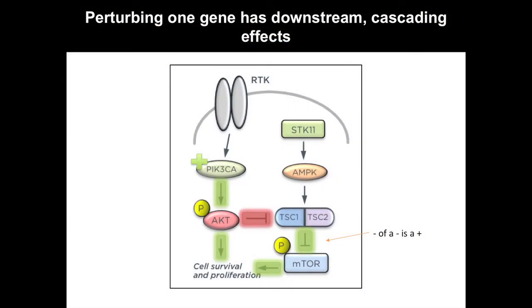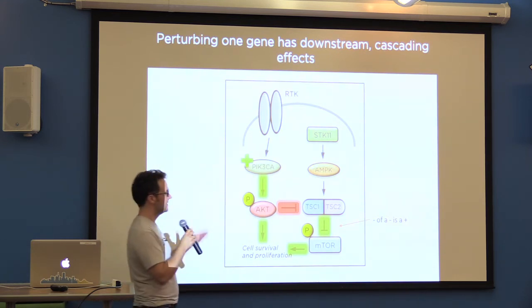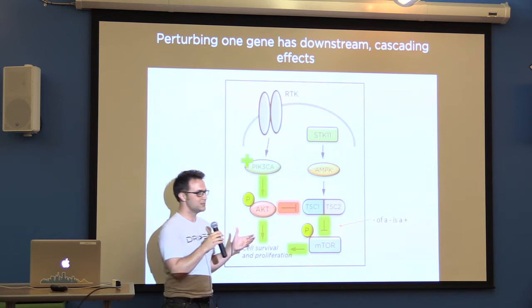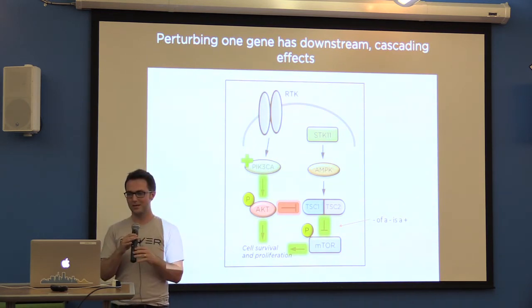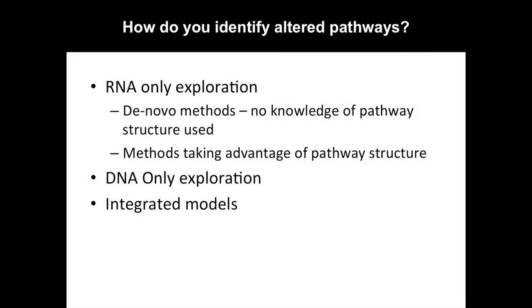Okay, so now it's not just one gene interacting in isolation. It's now a whole cluster of genes. It's a set of genes acting in a network, interacting with each other, talking to each other. This is more of what tumors actually are, right? This is what's happening inside of your cells. So how do you identify these pathways?